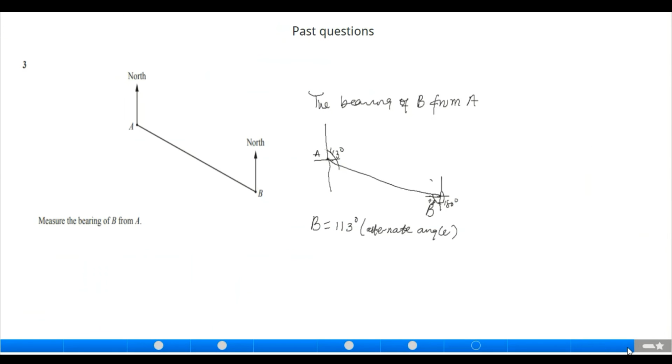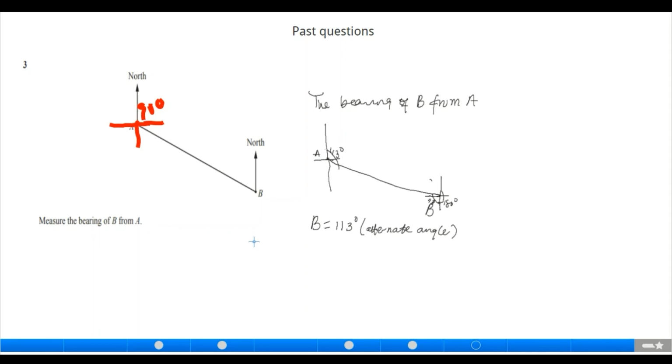Now let's look at the next past question that we have here. We have to read the bearing from town A to town B as well. Let's try that. They said we are measuring the bearing of B from A. So we are measuring this bearing from here, from A. We are reading from A this time around. So let's assume that we have our cardinal points. We draw it. This is 90 degrees.